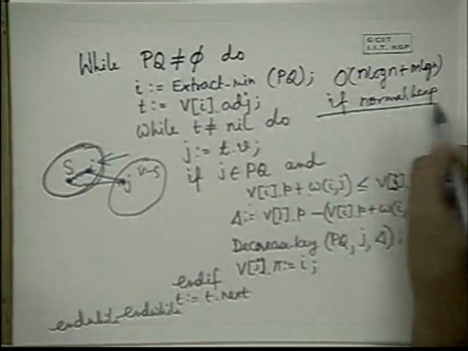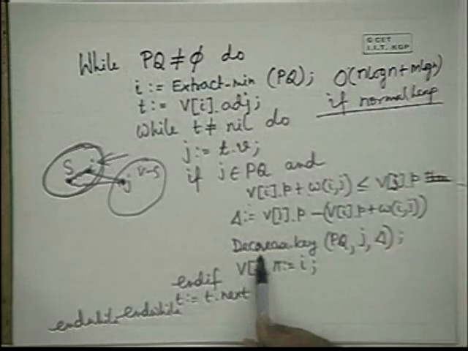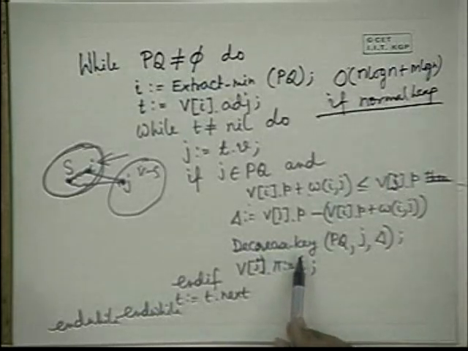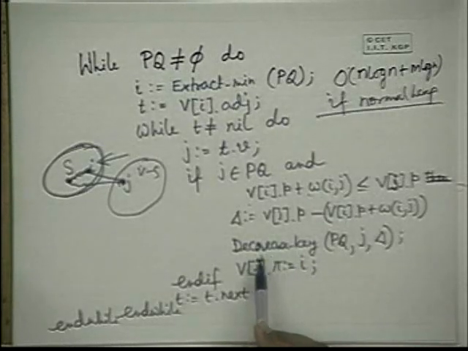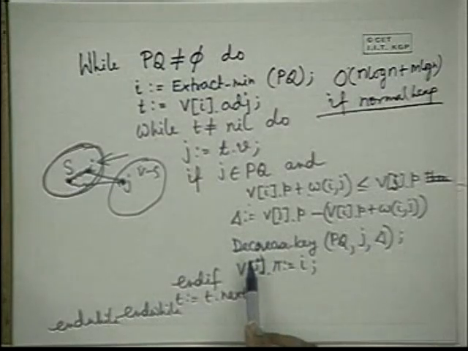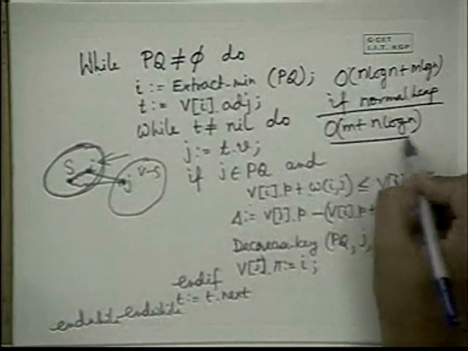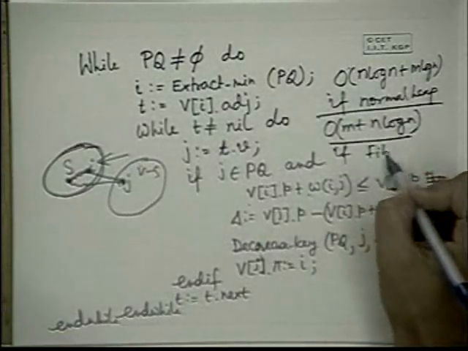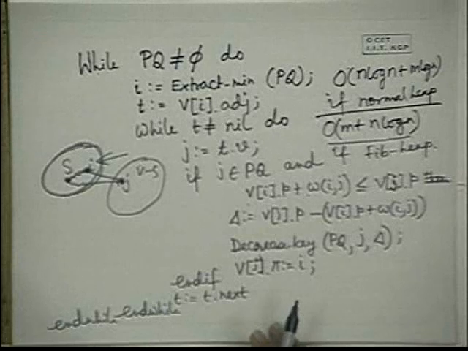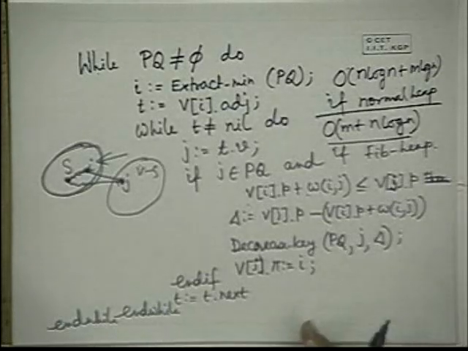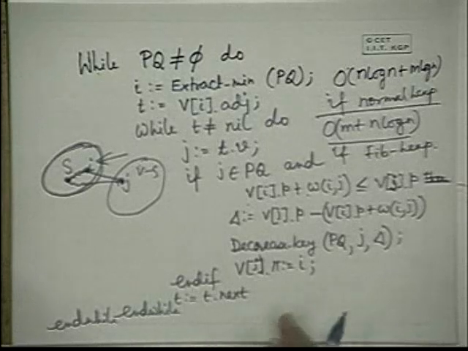But if you use a Fibonacci heap, then suddenly this decrease key is an order 1 operation in the amortized sense. So order 1 operation in amortized sense, you are doing m operations, order m operations. So that will take order m time. So total complexity in that case will be m plus n log n, if you use Fib heap. These are the two time complexities of this algorithm. So basically this has the same time complexity as Prim's algorithm.